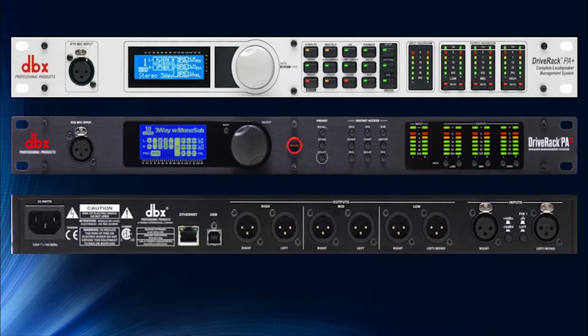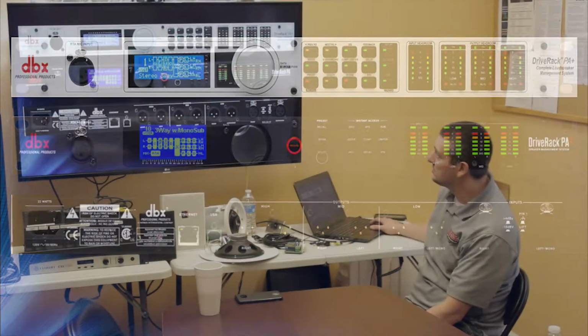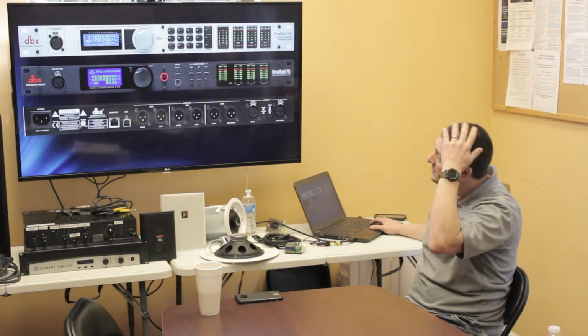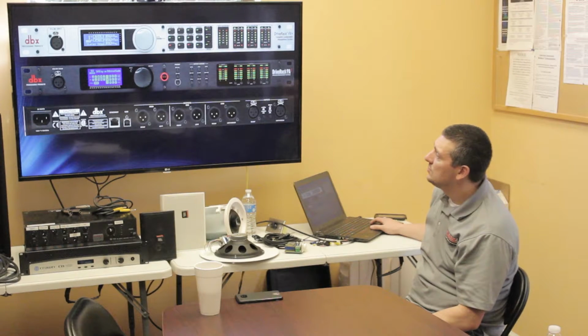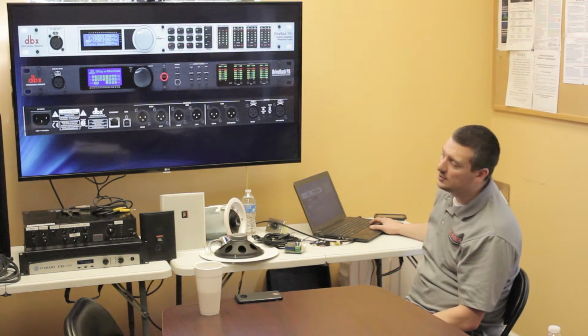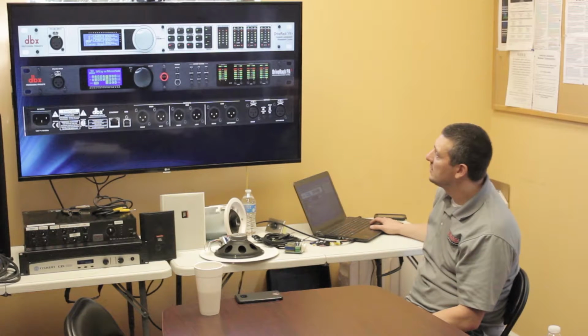And last time we talked about the DBX DriveRack that we use basically on most audio systems, which is a signal processor. We looked at the ins and outs of them, how they do graphic EQ, parametric EQ, compression, limiter, anti-feedback suppression, all that.